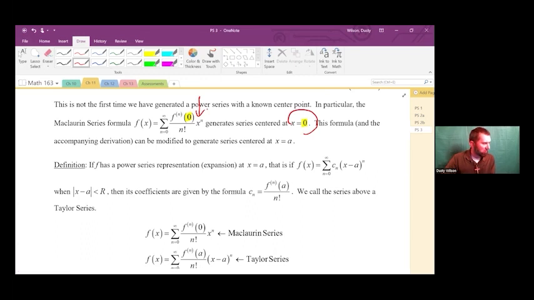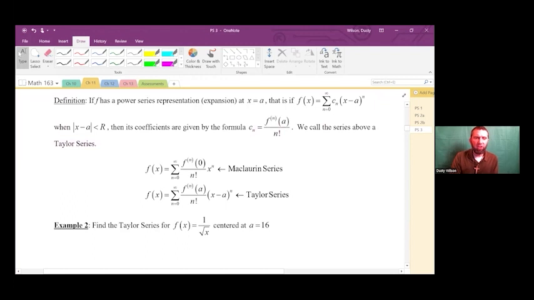So, definition: if f has a power series representation, or power series expansion, at x equals a, that is, if f of x equals the sum from n equals 0 to infinity of Cn times (x minus a) to the nth power, when the absolute value of x minus a is less than r, then its coefficients are given by the formula Cn equals the nth derivative evaluated at a divided by n factorial. We call the series above a Taylor series.